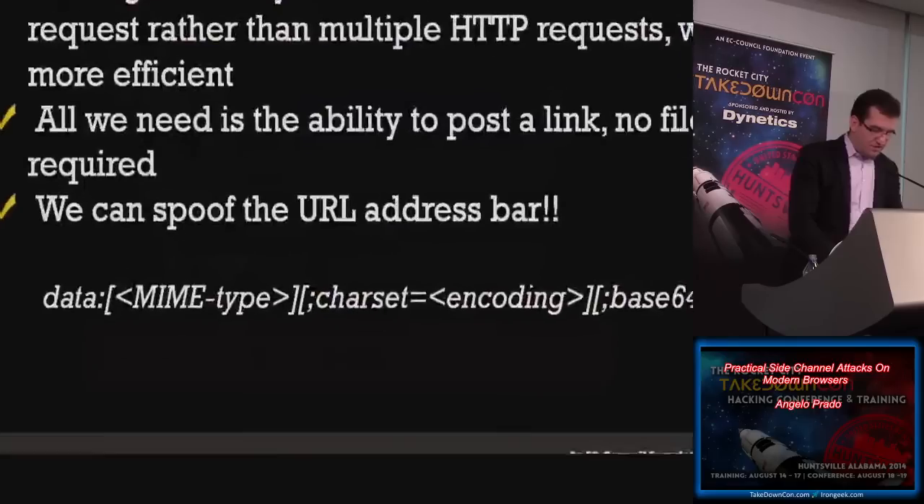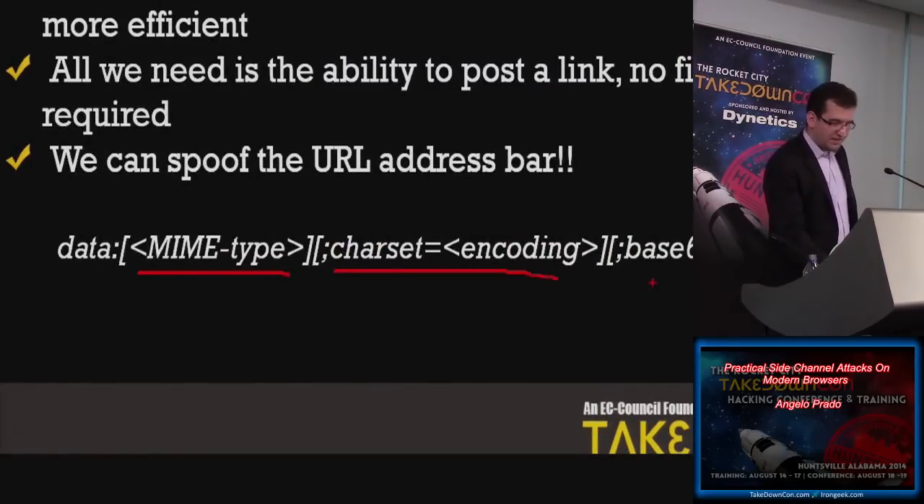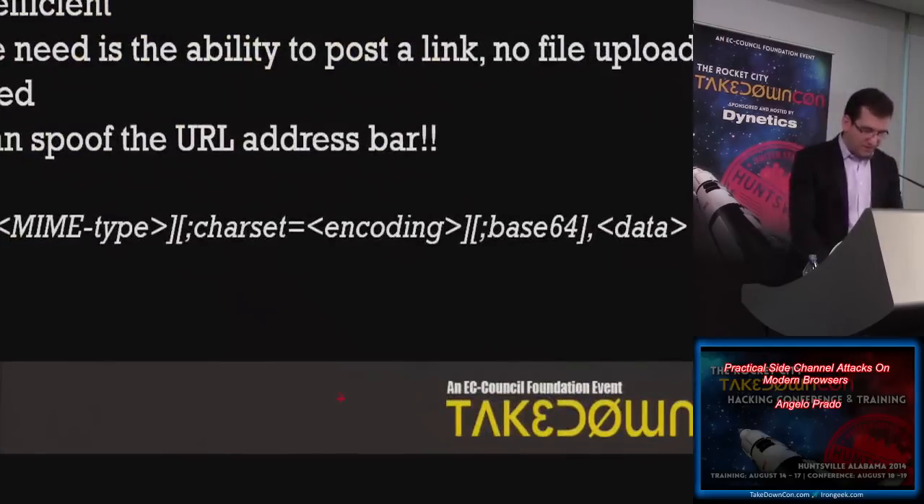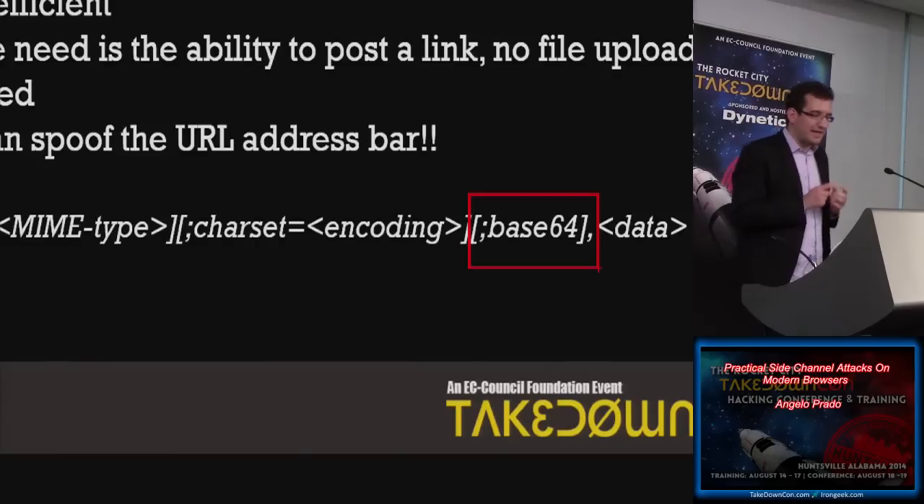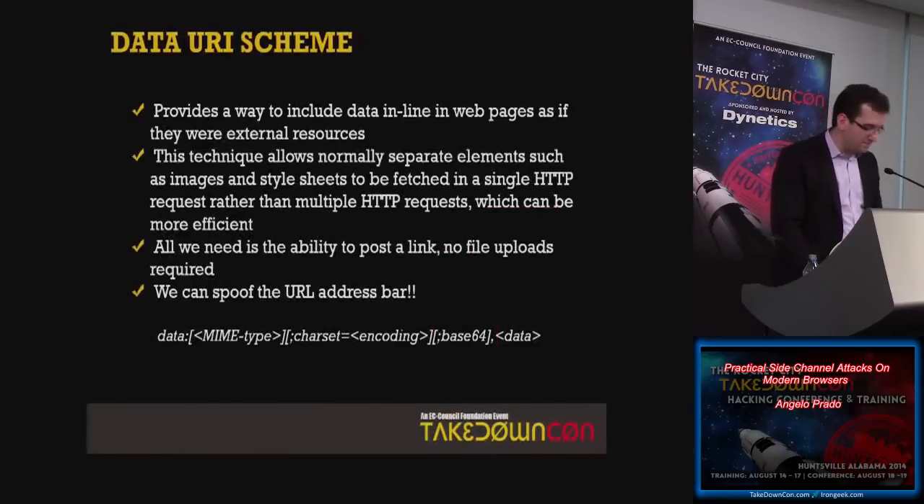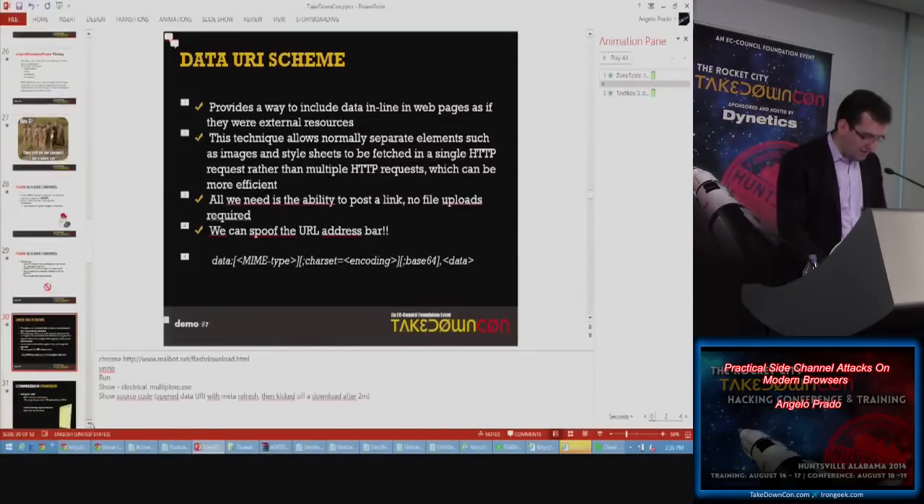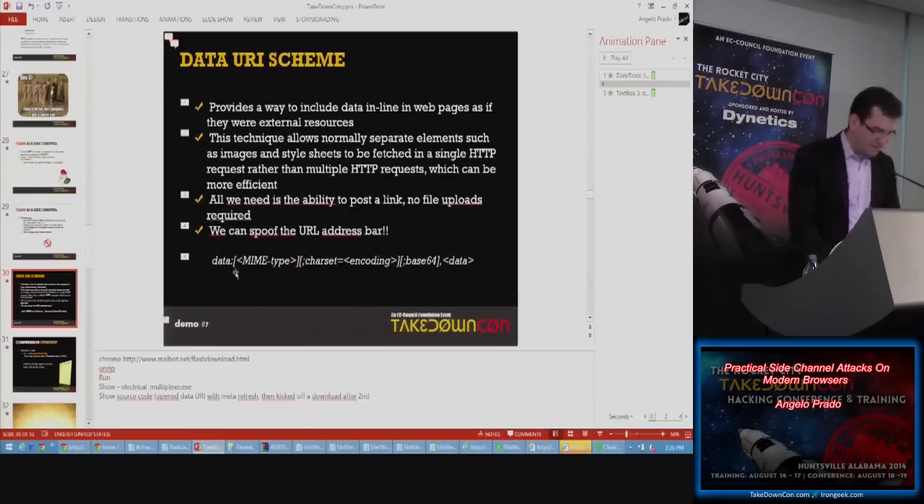So what this looks like is something like this: data, and then here you put the media type, base64, here you put the encoding, and here you put some base64 data, which contains the actual image. Now, this was intended for images. But somebody figured out that you could do this with more than images, you could do this with binaries. So let me show you an example.